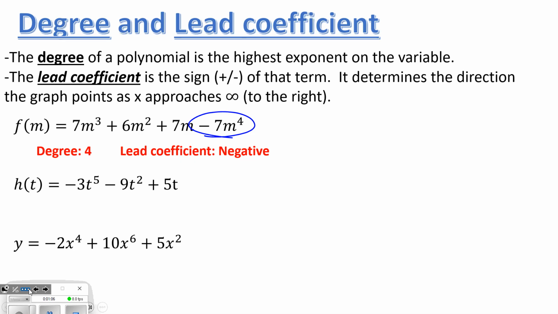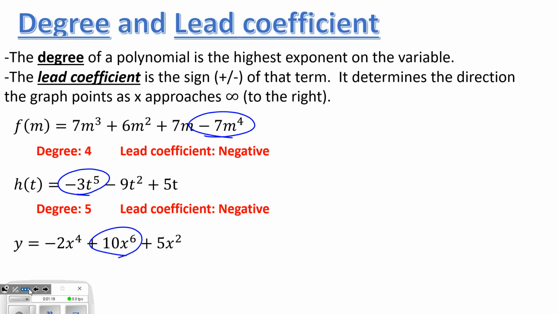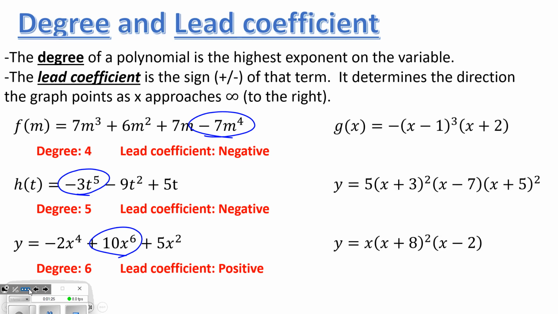Second one, again, we're going to look at the highest exponent, which is going to be 5 here. And notice that -3 is the coefficient on it. So degree 5, lead coefficient negative. Finally, highest exponent, 6. So that means a 6th degree polynomial with a lead coefficient that's positive.